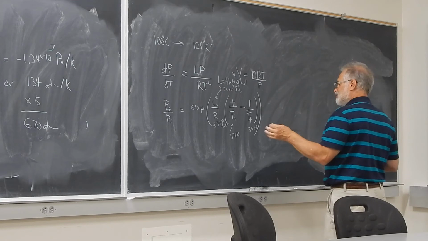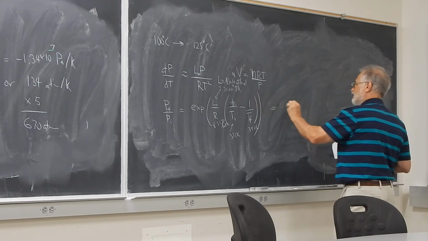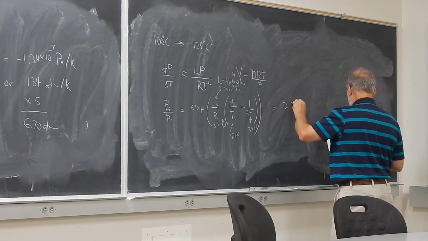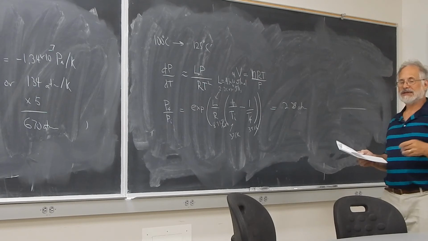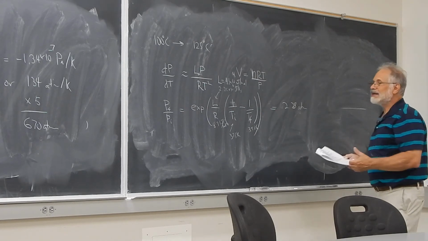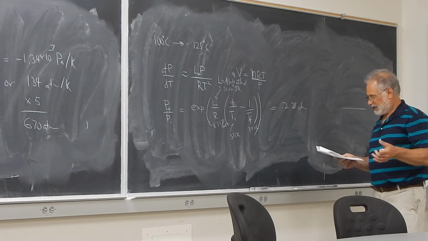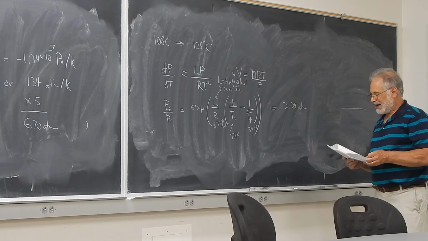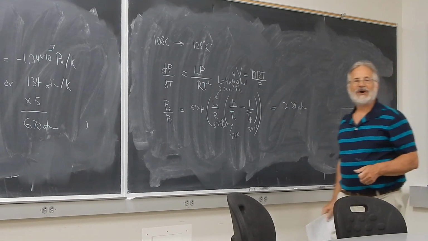If the initial pressure is 1 atmosphere, the final pressure, if I put all my numbers in, will turn out to be 2.28 atmospheres. So if you use a pressure cooker that can raise essentially more than double the pressure, you'll be able to raise the boiling point of the water so that you can cook whatever it is that you want to cook. So that's a nice example of the Clausius-Clapeyron equation.